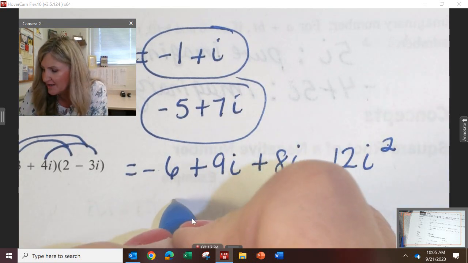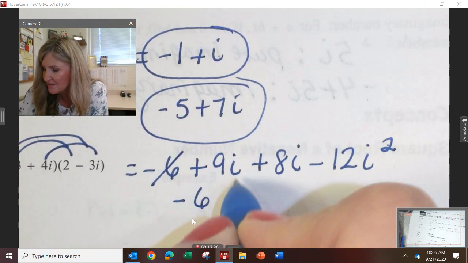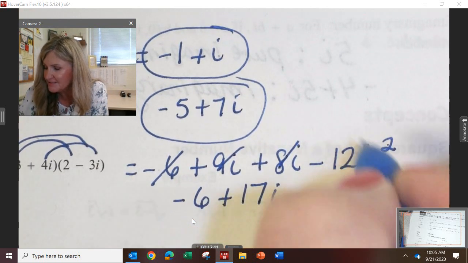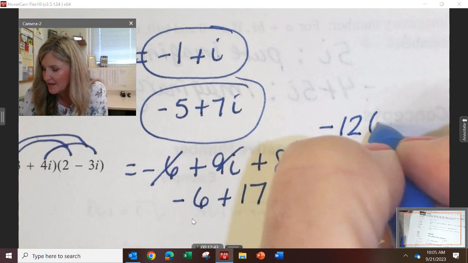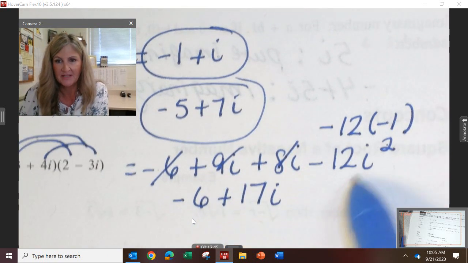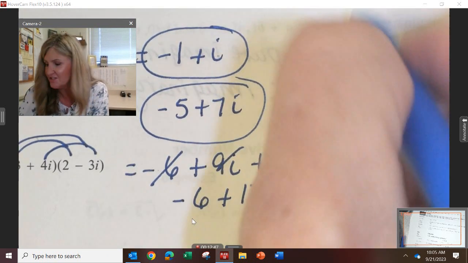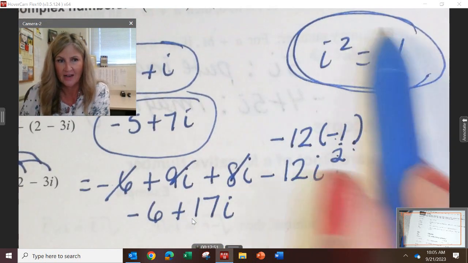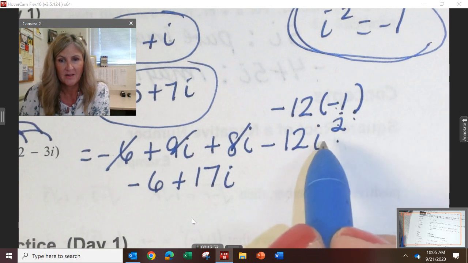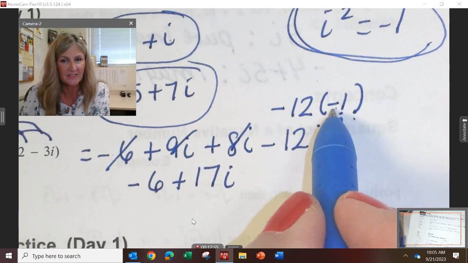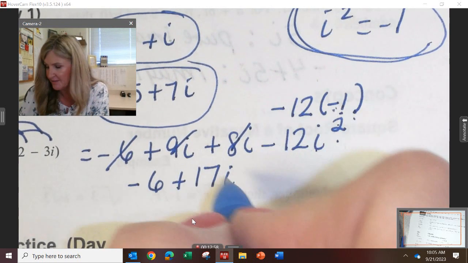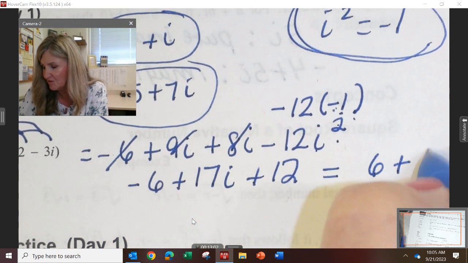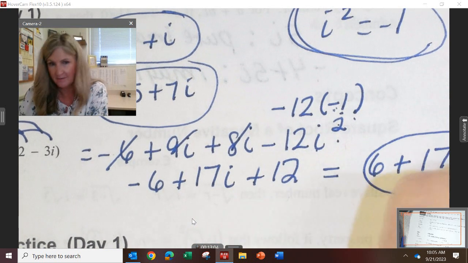-1. So I'm really going to have -6 plus 17i, and this is -12 times -1, because i squared is -1. We just need to know that so well that it's just second nature. i squared is -1. So whenever I see i squared, I replace it with -1. I'm multiplying these, and so my answer is 6 plus 17i.